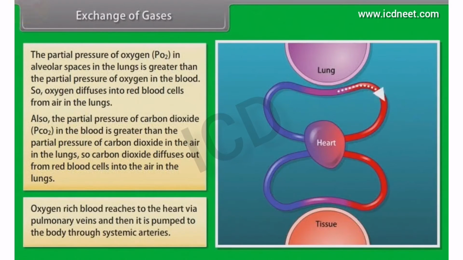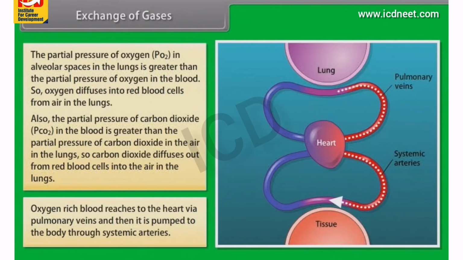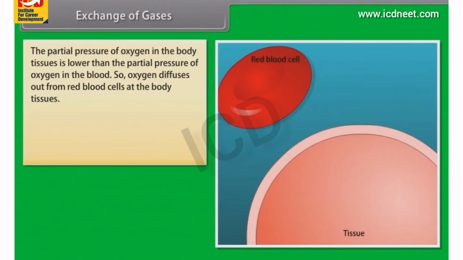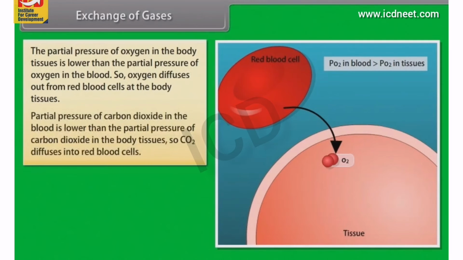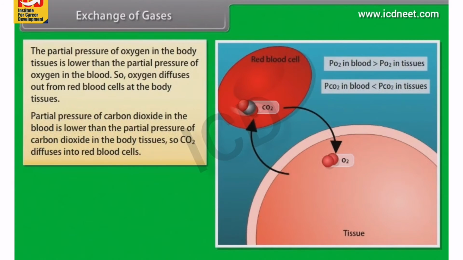Oxygen-rich blood reaches the heart via pulmonary veins and then it is pumped to the body through systemic arteries. The partial pressure of oxygen in the body tissues is lower than the partial pressure of oxygen in the blood. So, oxygen diffuses out from red blood cells at the body tissues. Partial pressure of carbon dioxide in the blood is lower than the partial pressure of carbon dioxide in the body tissues, so CO2 diffuses into red blood cells.